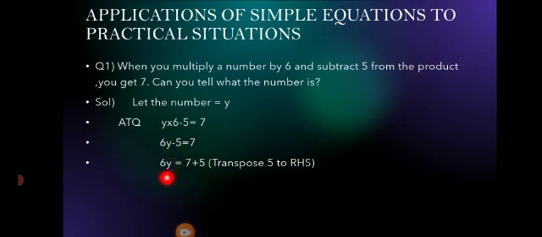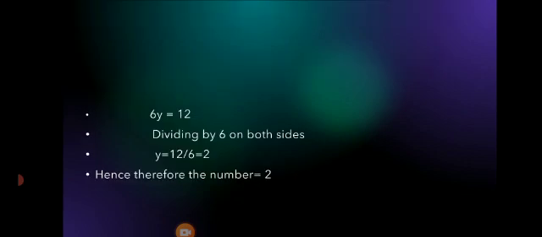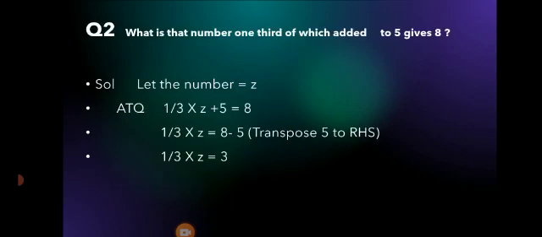Now I will transpose 5 to the right hand side, then it will become positive, that is 6y equals 7 plus 5. That is 6y equals 7 plus 5, which is 12. I want to calculate the value of y and the coefficient of y is 6. So I will divide by 6 on both sides. That is 6y upon 6 equals 12 upon 6. 6 and 6 both cancel out. That is the value of y equals 2. Hence the given number equals 2.